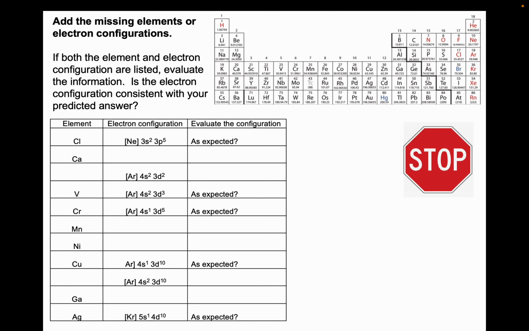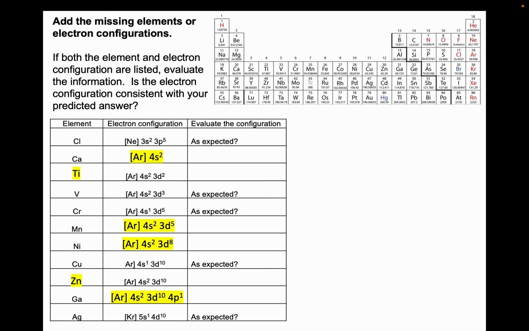Let's give that some practice. It says add the missing elements or electron configurations to the table. And if there's an entry where we see both the element and the electron configuration listed, evaluate that. Is that electron configuration consistent with what you would have predicted? Work through this and use the periodic table. Let's look at the first two columns. So we see that we need an electron configuration for calcium. That would start with argon, and then 4s2.